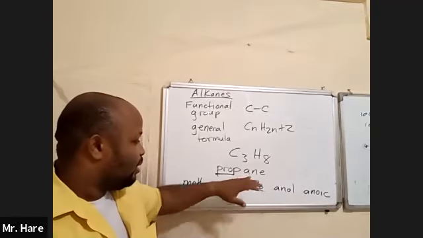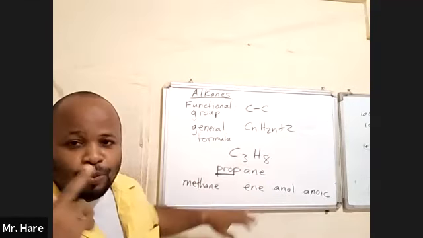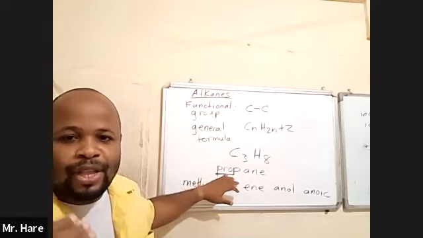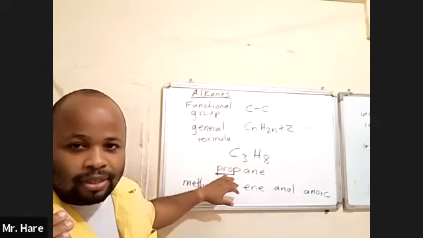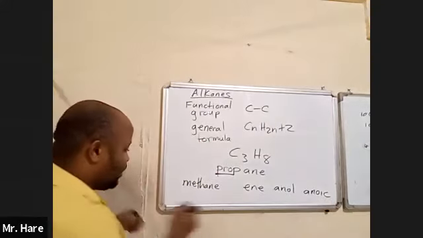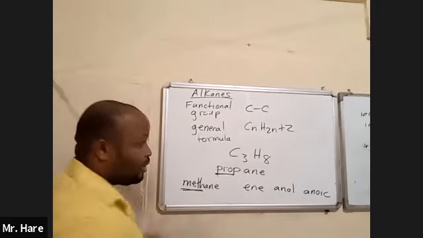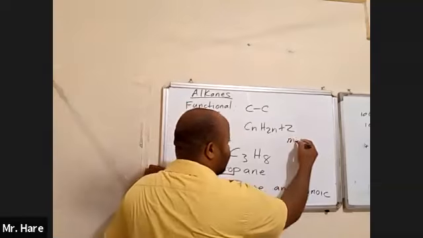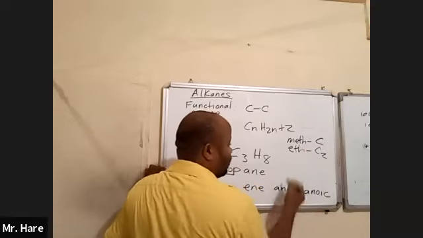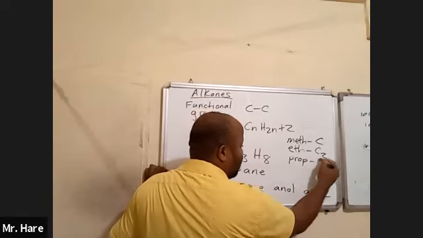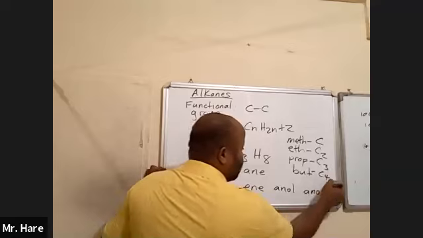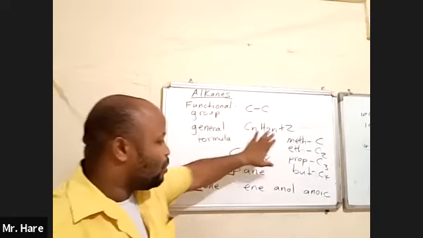Again, the basic form of the name has 2 parts. The first part tells you how many carbon atoms are present. So if you hear pro, it's 3 carbons. Once you hear meth, that's 1 carbon. Meth is 1 carbon, eth is 2 carbons, pro is 3 carbons, and but is 4 carbons. So C4. The first part of the name tells you the amount of carbons.